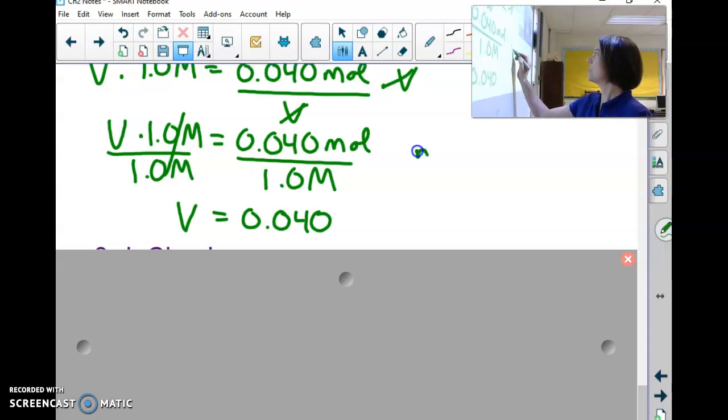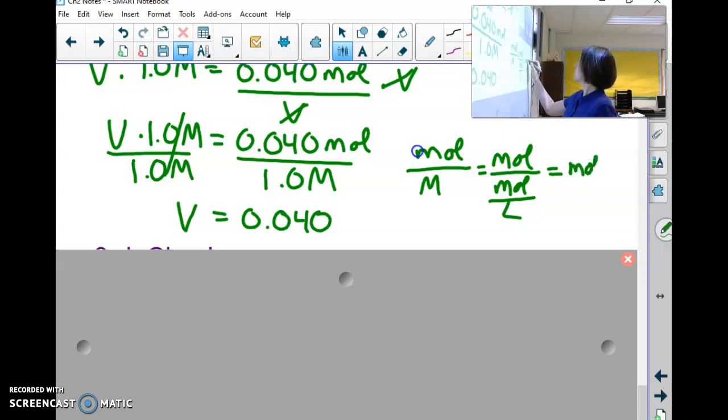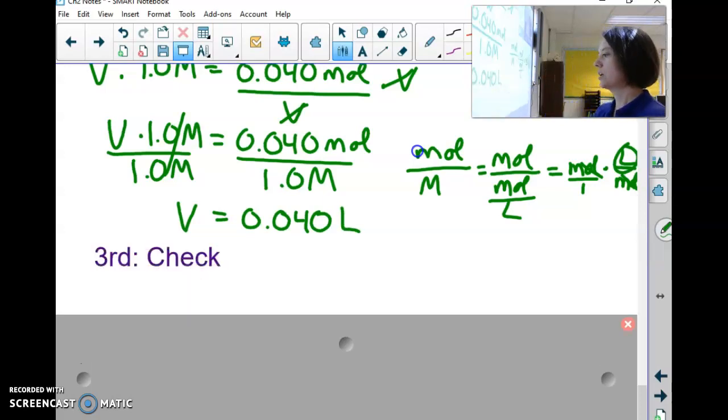So let's talk about moles over molarity, and the unit molarity is a combined unit. It's actually moles over liters. So that is moles over moles over liters. And we know dividing by a fraction is like multiplying by its reciprocal. So that's moles times liters over moles over 1. Moles cancel, and we're left with liters. So our unit is in liters.